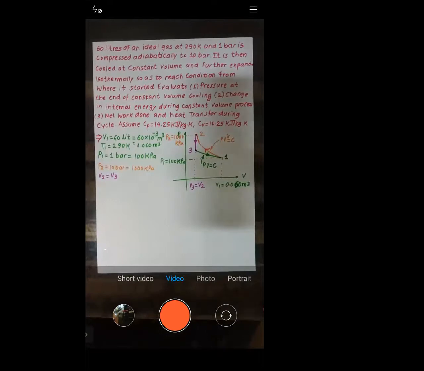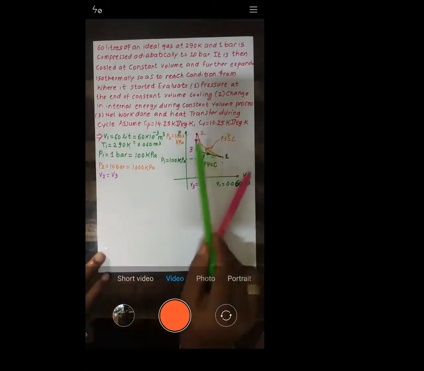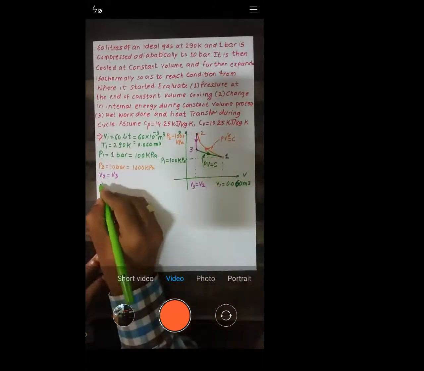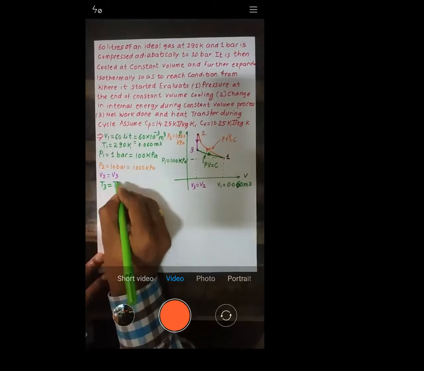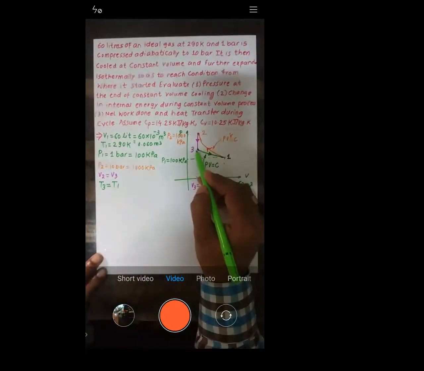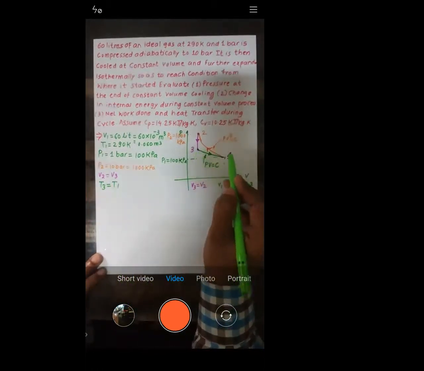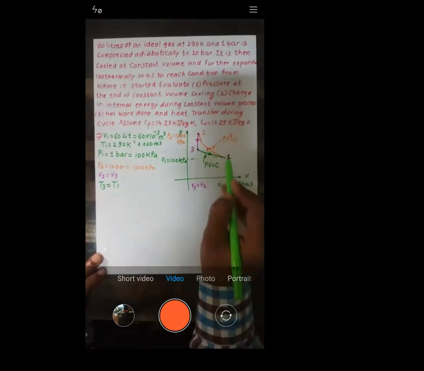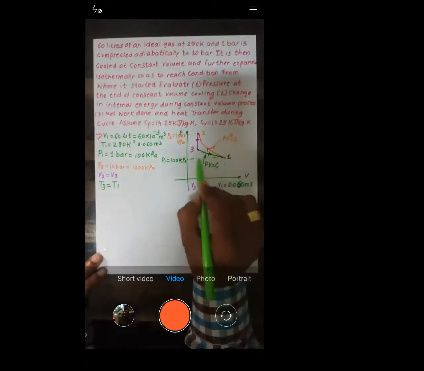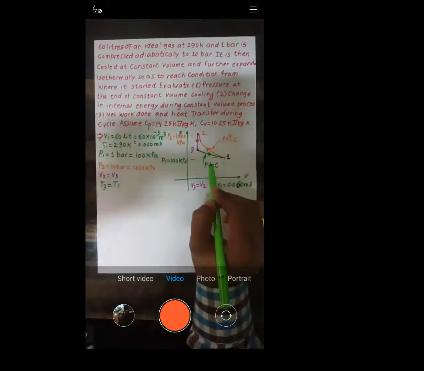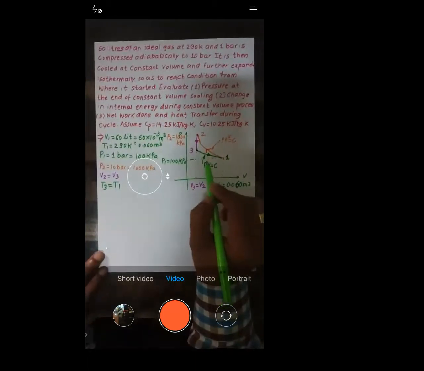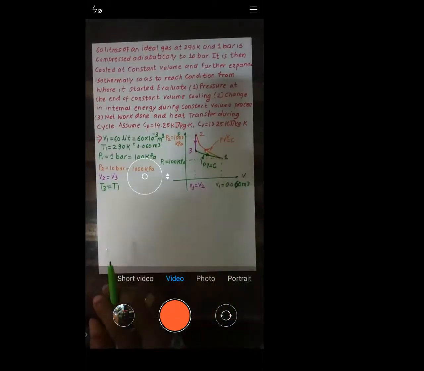And what is the meaning of an isothermal process? The temperature at point number 3 should be equal to the temperature at point number 1. From 3 you start expanding isothermally till you reach point number 1. So 3 to 1 is an isothermal process, governed by the law PV is equal to C. Temperature at point 3 is equal to temperature at point 1.